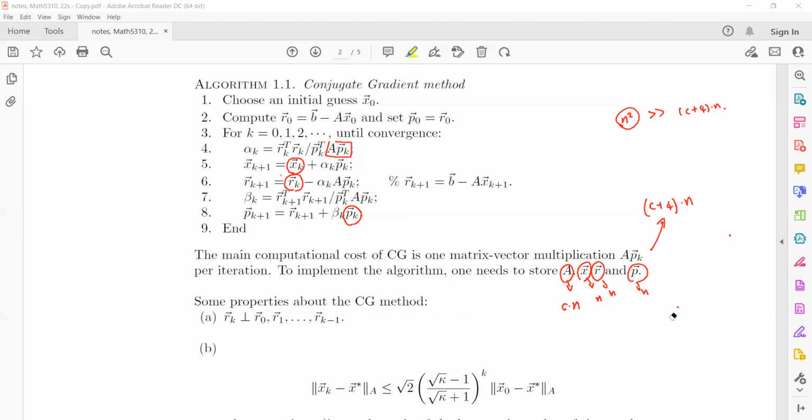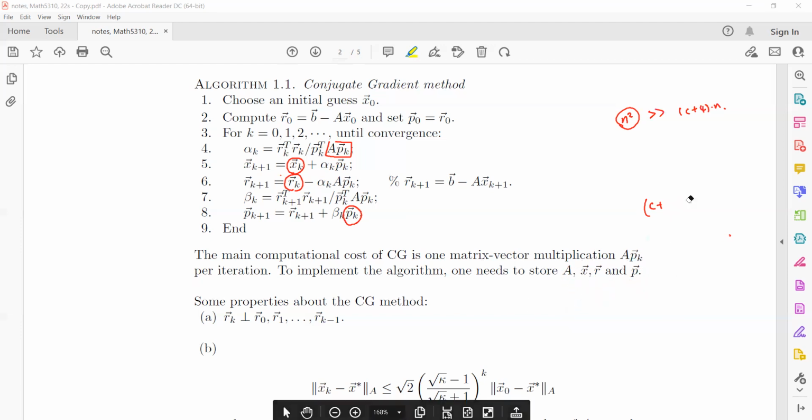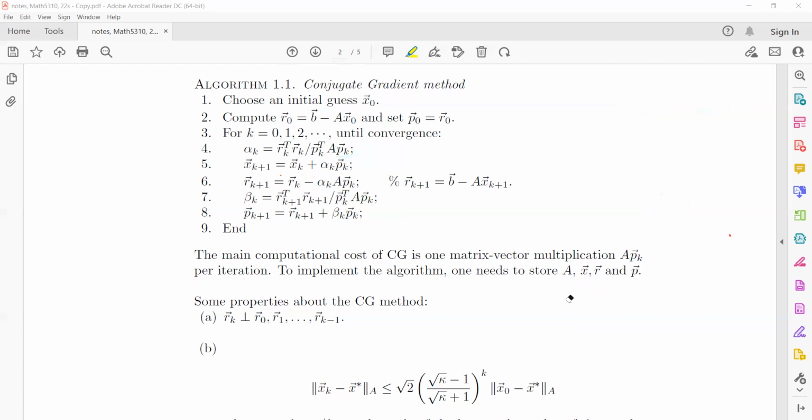About CG, here are some properties. The first property is about the residual vector r_k. What is r_k? r_k is b, the right-hand side, minus A times xk, where xk is the estimate of the exact solution in the kth iteration. Theoretically, supposing no round-off error, the residual vector r_k is orthogonal to the previous residual vectors. Second property.